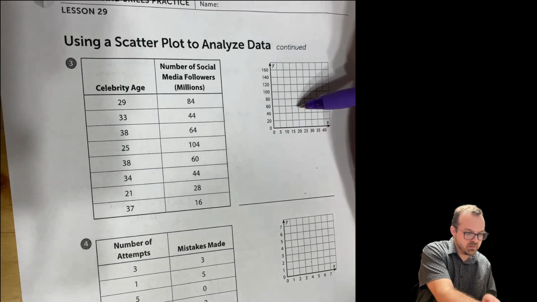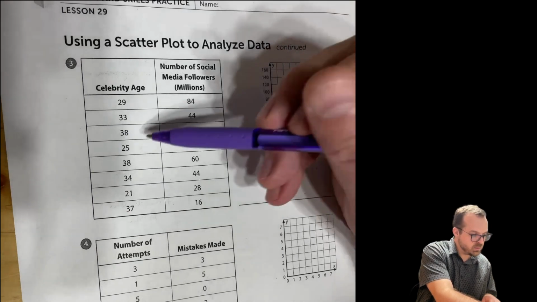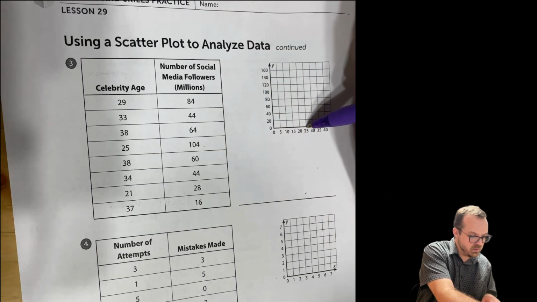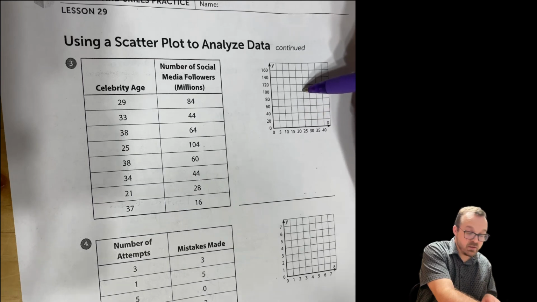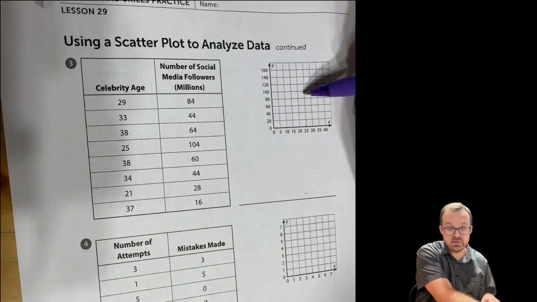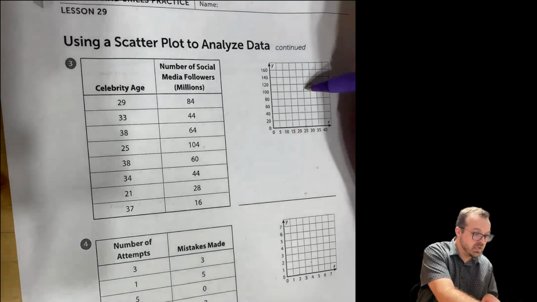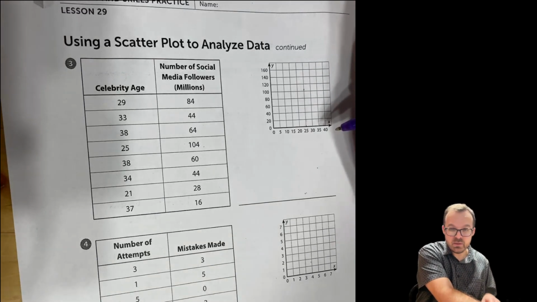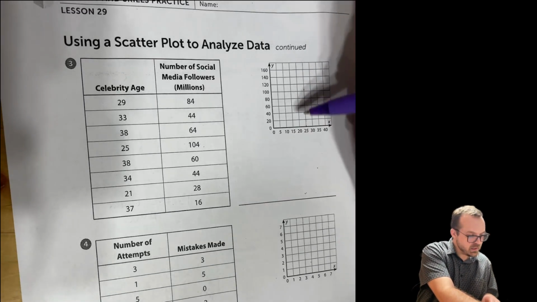So this might be a little bit harder to sketch, but you got 25, which is right here. And then kind of at 104 would be about just right here. You can just be approximate on these dots, by the way, on the scatter plots. It doesn't have to be perfect. Just kind of get it around where it needs to be, okay? So go ahead and try that out.